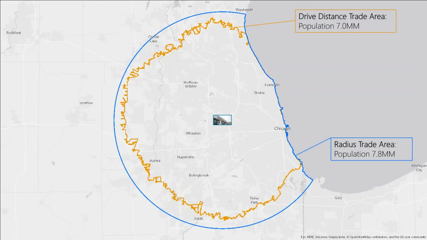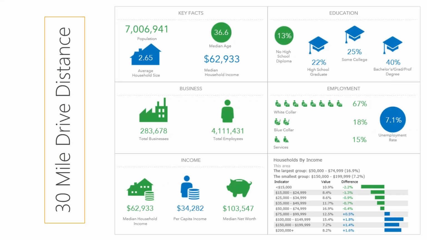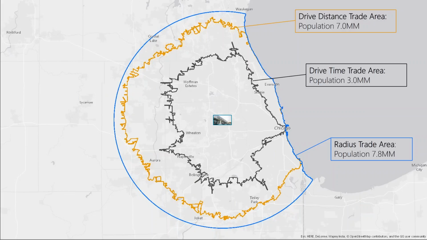Now, when we draw this radius, a 30-mile as-the-crow-flies distance is somewhat practical, but you can do better, right? People don't fly, people drive. So this is a 30-mile drive distance, and of course the population is going to change. Now there's about 10% less individuals in this marketplace for the population. Again, similar metrics available for whatever trade area we're looking at.